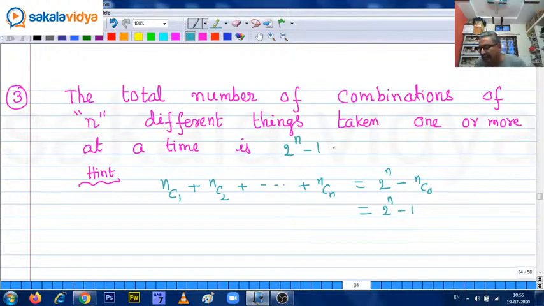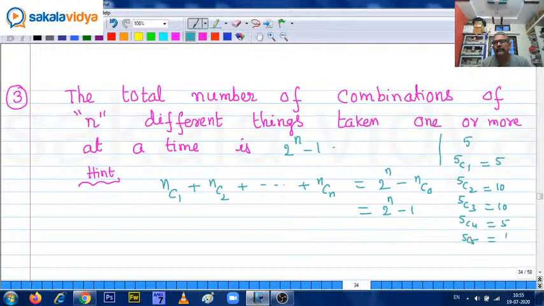So generally you may get confusion about when we apply this kind of problem. For example, how many ways can you invite your 5 friends to the dinner? 1 friend 5C1, 2 friends 5C2, 3 friends 5C3, 4 friends 5C4, 5C5 ways. This is 5, this is 10, this also 10, this also 5, and 5C5 is only one way. Adding: 5, 15, 25, 30, 31. Instead of doing this, simply you can write 2 to the power of 5 minus 1. 32 minus 1 is 31 ways you can invite your 5 friends to the dinner.